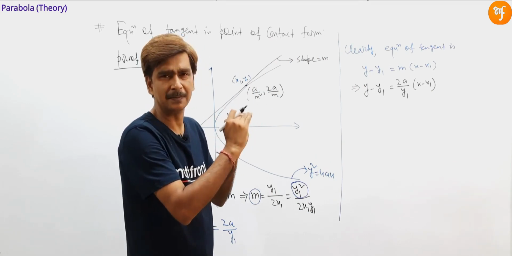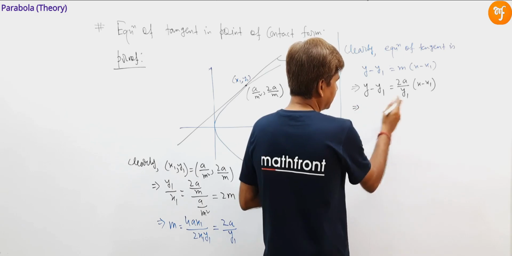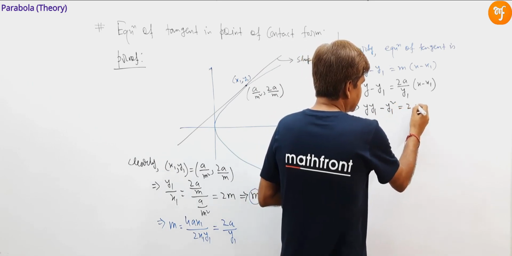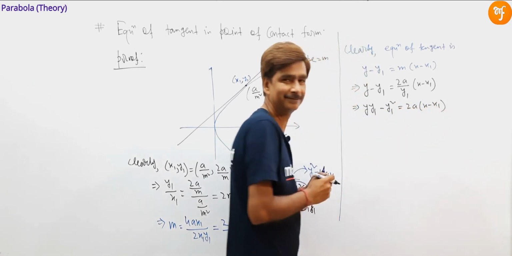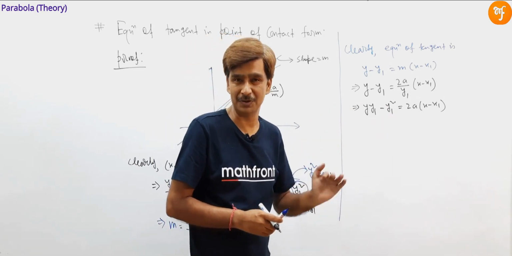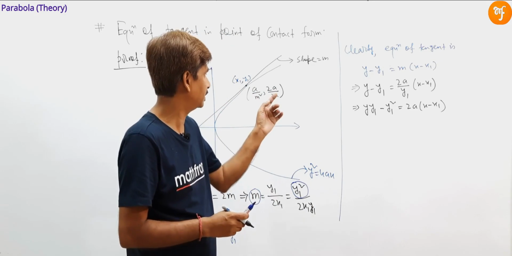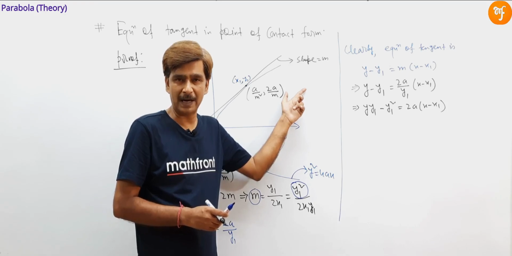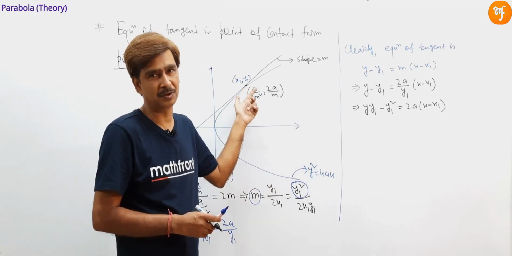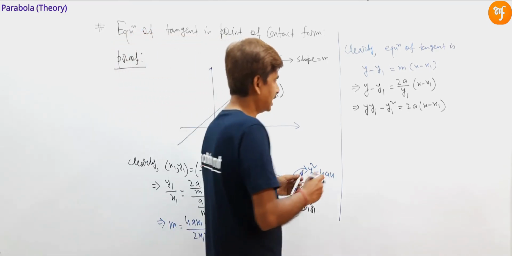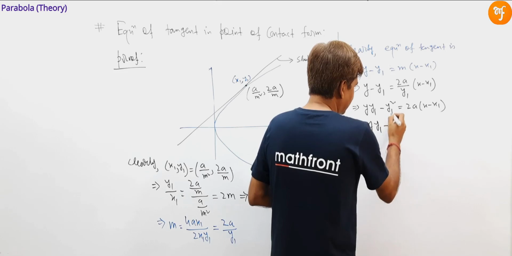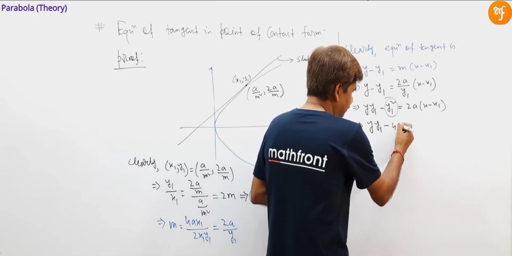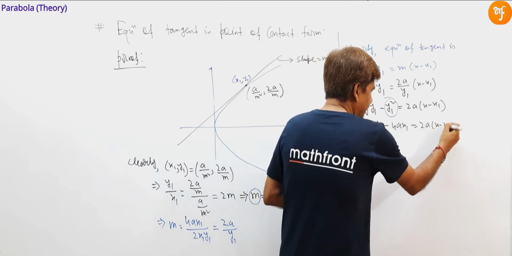Now we will write it in the simplest form. To do this, just multiply by y1, and we will get y into y1 minus y1 square is equal to 2a into x minus x1. Okay. Now what is y1 square? y1 square is 4a into x1. As I told you, x1 y1 lies on the curve, so the equation of the parabola, y square is equal to 4ax, is satisfied by x1 y1, that is y1 square is equal to 4ax1. So writing y y1 minus, substituting this y1 square by 4ax1, we are writing this as 4ax1 is equal to 2a into x minus x1.